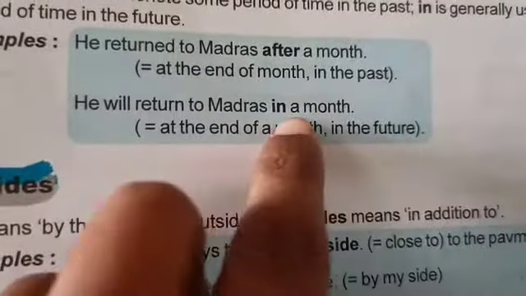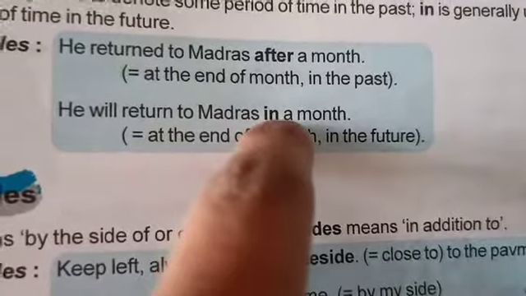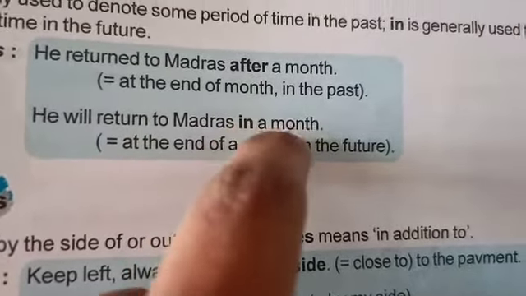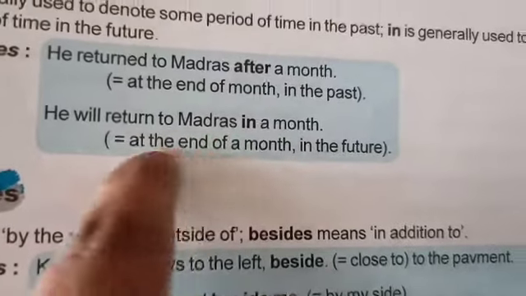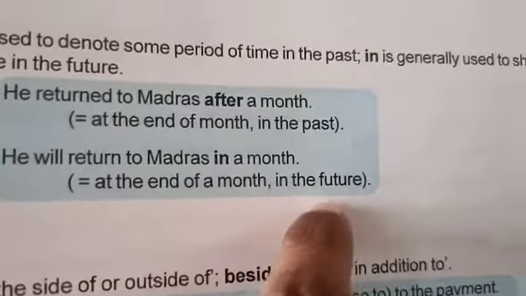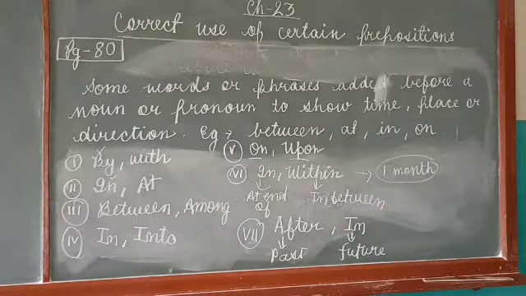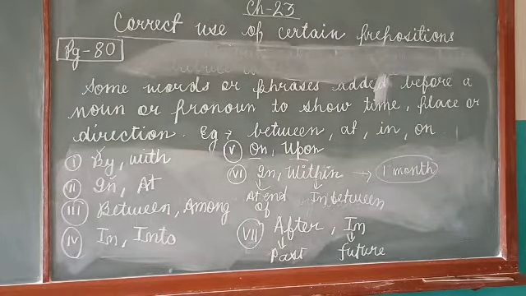Okay, in a month means till now he has not returned. He will be returning. वो वापस जाएगा, वो गया नहीं है. This action will take place in future. Okay, so now you can understand the difference that after is used to show the actions which have already taken place in past, whereas in is used for the actions which will be taking place in the future. So these are the differences.